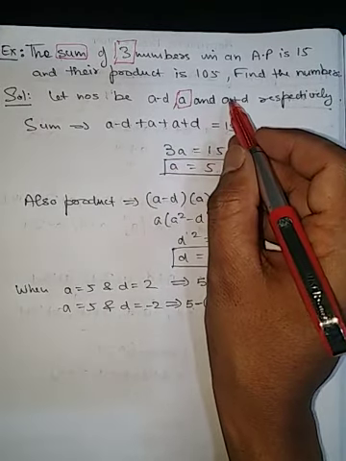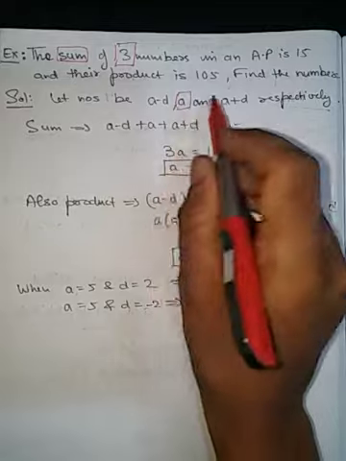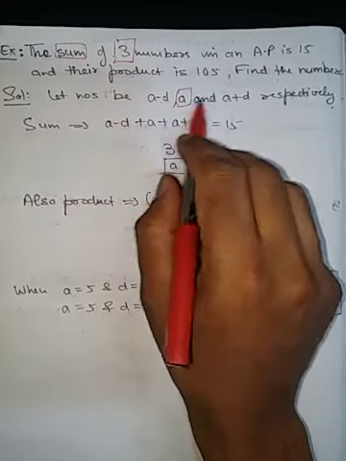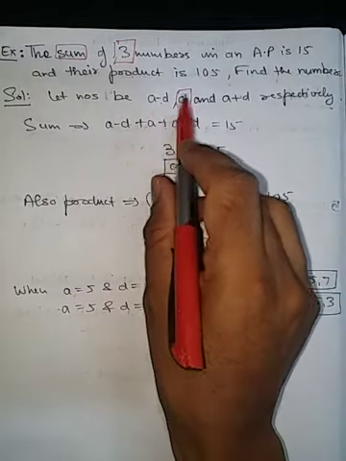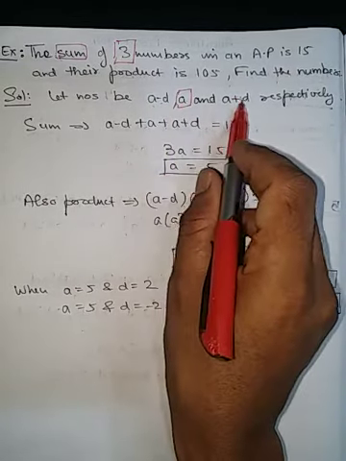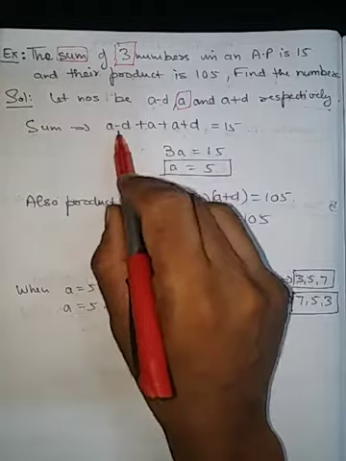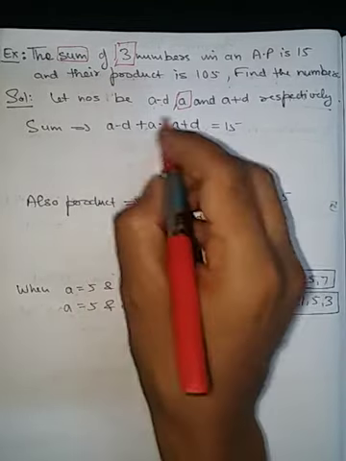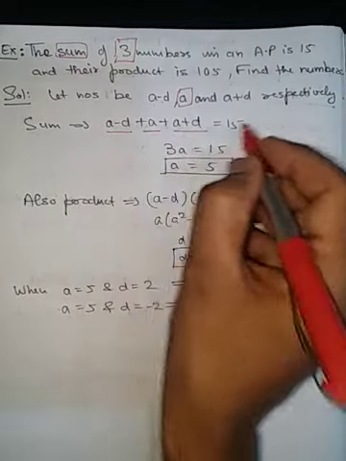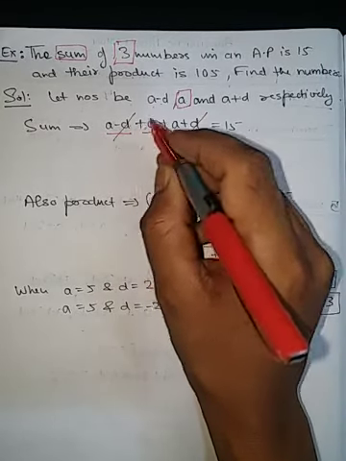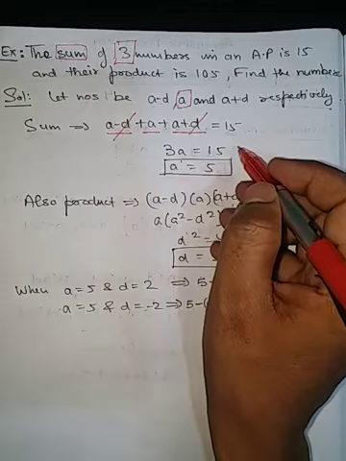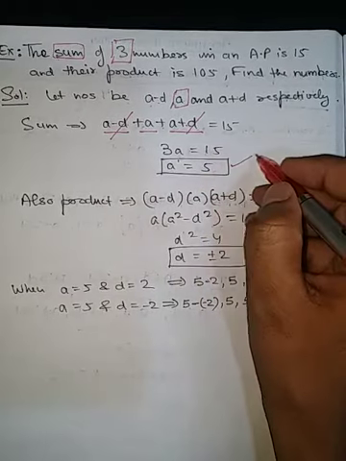So what is the benefit of assuming it like this? The sum of these three numbers is 15. So add these three numbers: A minus D, A, A plus D. What is the benefit? This D gets cancelled out. We are left with 3A. This calculation is now easy. So we have taken out A.